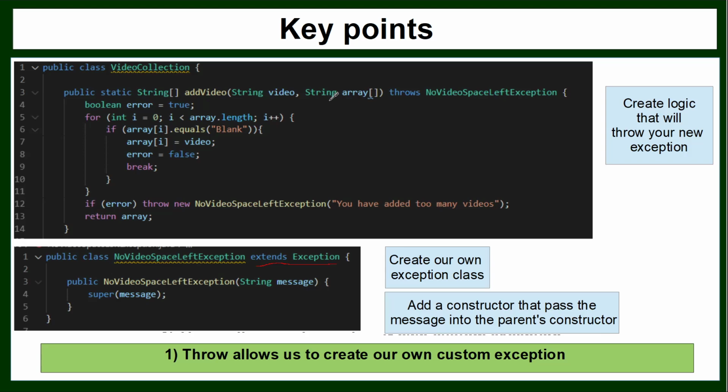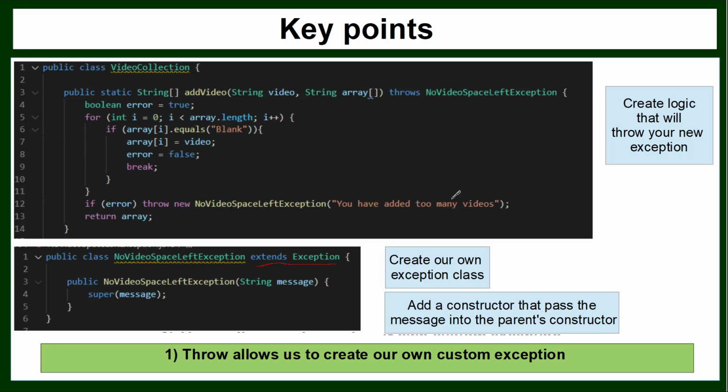And what I do is I cycle through the array, and I say, look, if there's any blank spaces in the array, I'm going to insert the video into that space. And if there are no blank spaces in that array, I'm going to throw this exception and say you have added too many videos, so there are no more blank spaces.